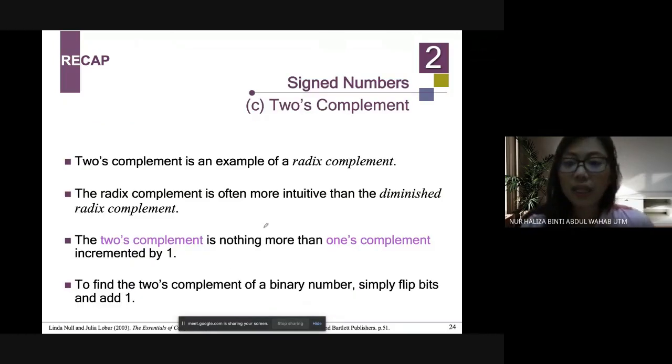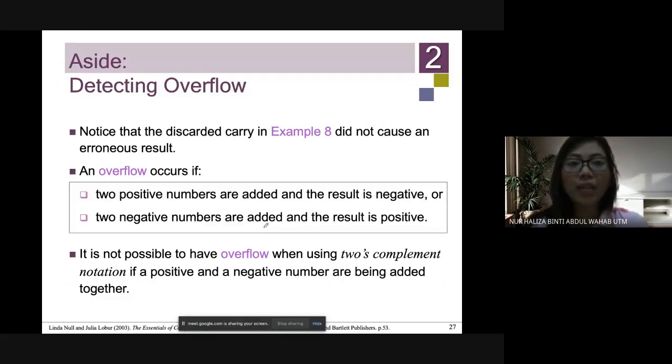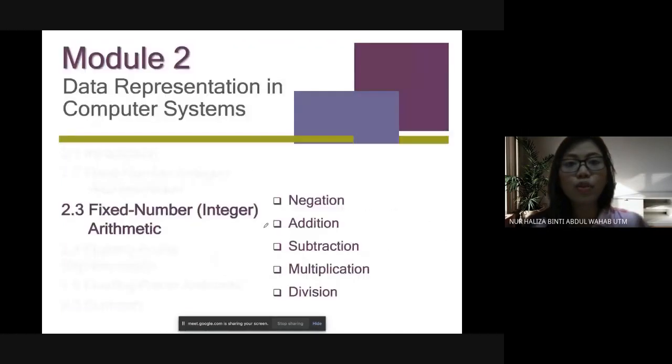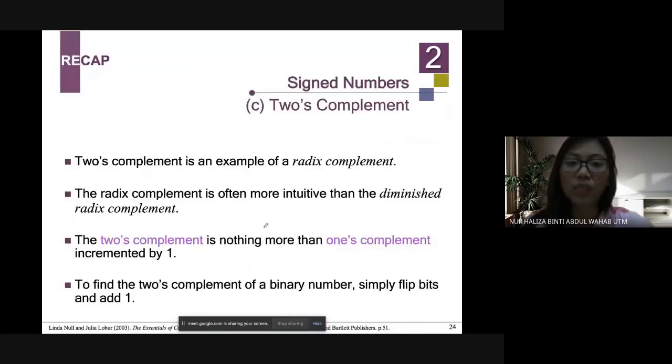So next class, I'm not going to wait for our next class because basically all this we already learned. So later on, I'm going to provide you with a video for second complement, the example. Please do it. In our next class, I'm going to skip the first complement and go directly to the fixed number, but I will provide you with the video for second complement.